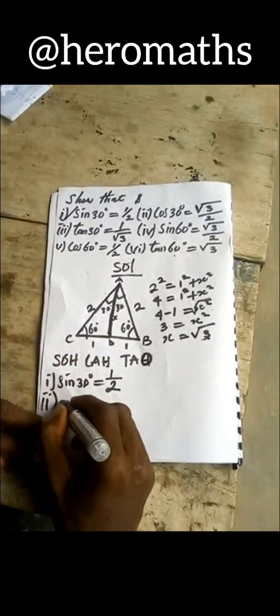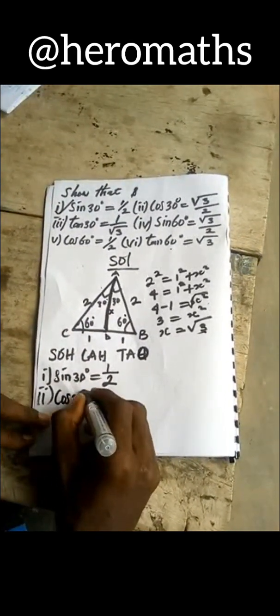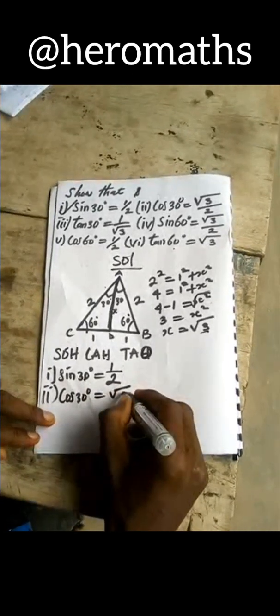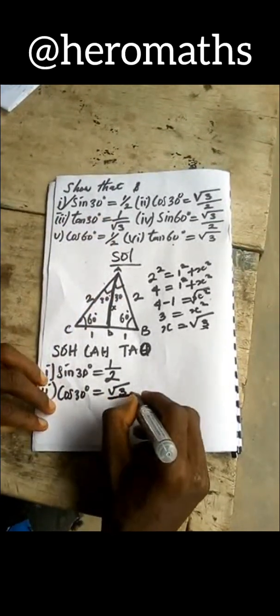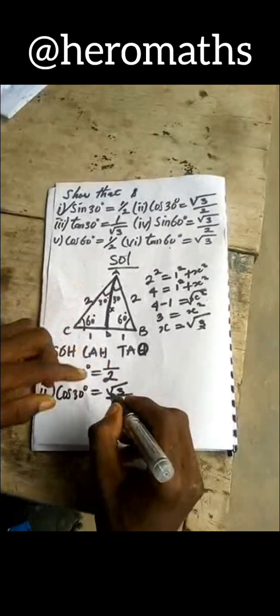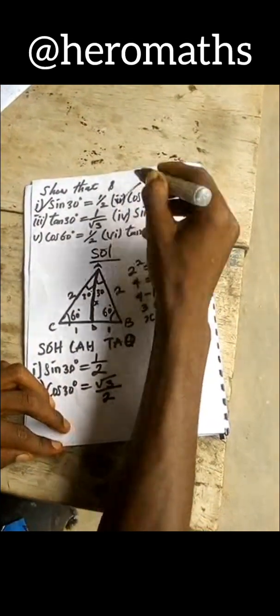Then we have cos 30 degrees is equal to root of 3, which is our adjacent, divided by what? They say h, which is hypotenuse, divided by 2. We have proven the second one too.